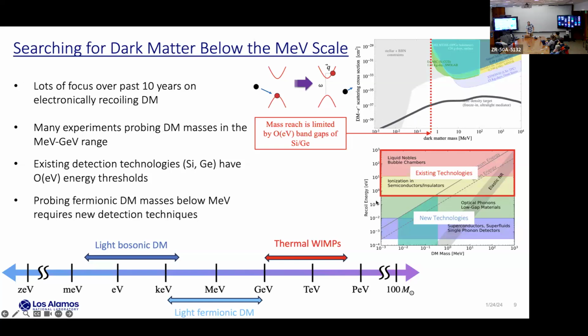To get below that, in this 10 to 1,000 milli-electron volt range, we need things like optical phonon interactions or low bandgap materials, which is what I'll talk about. And then if we want to push even further than that, we need to think about interactions with superconductors, superfluid helium, and things of that nature.